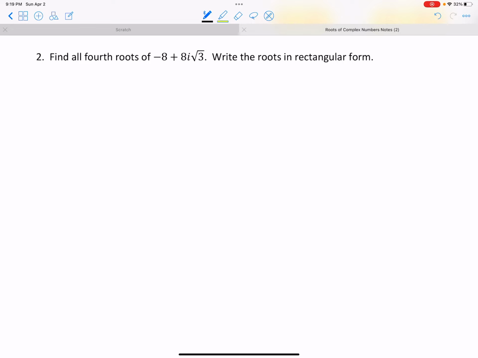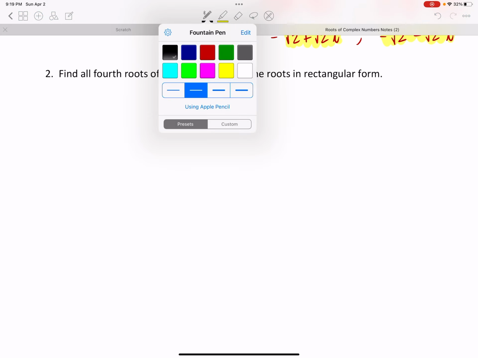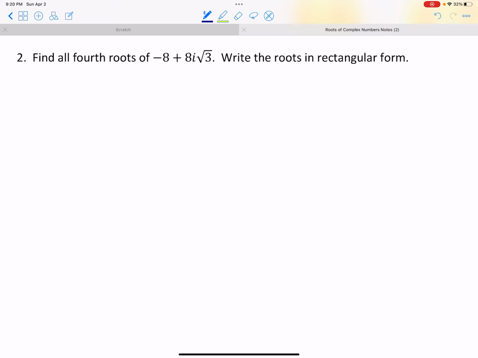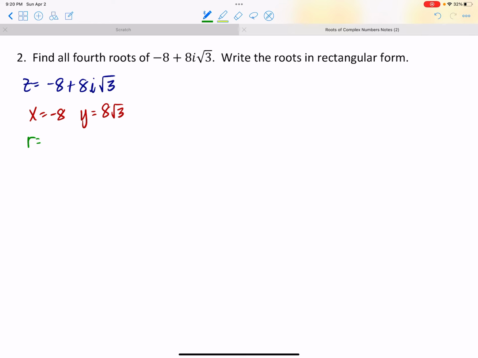First, I'm going to start with blue. Okay, so first I'm going to call this complex number z. So we have a negative 8 plus 8i radical 3, which means my x component is negative 8 and my y component is 8 radical 3. So if I wanted to find my radius, again, to try to get my trig form for this complex number, it's going to be the square root of negative 8 squared and 8 radical 3 squared.